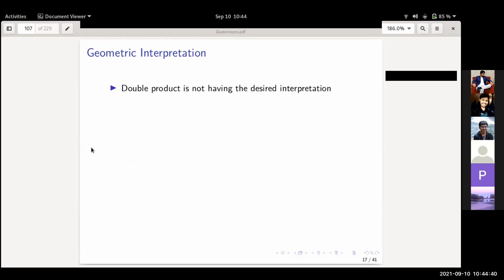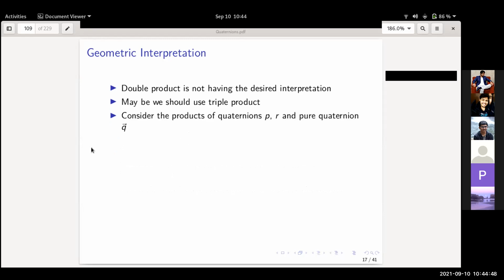So maybe the double product does not work, but the triple product might. Triple in the sense that we should use the operand once and the operator twice. So let us assume there are two things which represent the operator, P and R, and your pure quaternion is Q. How many possible ways can you multiply these three things? There are 6 possibilities: PQR, QRP, RPQ, RQP, PRQ, and QPR. These are the 6 possibilities.